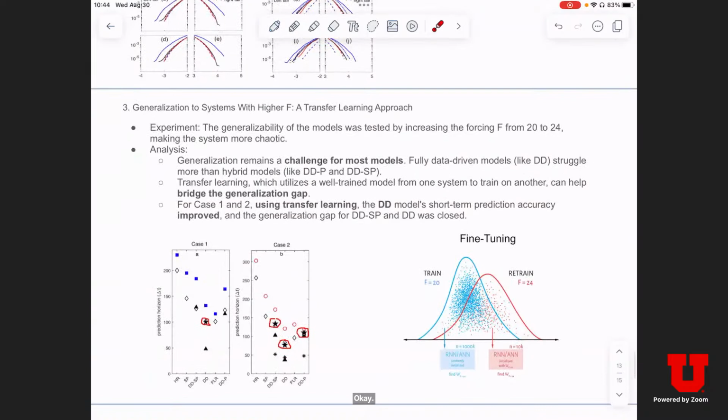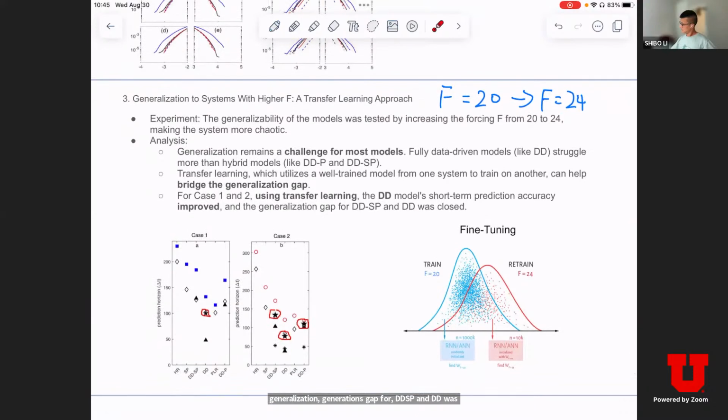Next is the generalization to the system with a higher F. Like I said, they were trained and experimented on F equal 20, but they want to see what happens if we have the well-trained models and a slightly small data set with F equal 24. We want to see the machine learning model performance. So they make some experiments using transfer learning. For the DD models, the short-term prediction accuracy improved, and the generalization gap for DDSP and DD was closed.